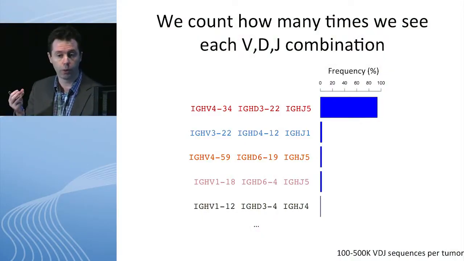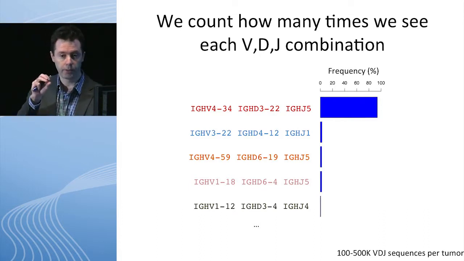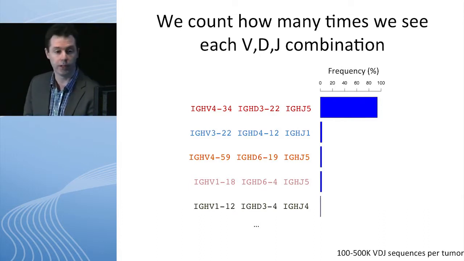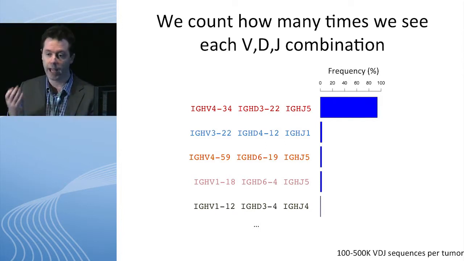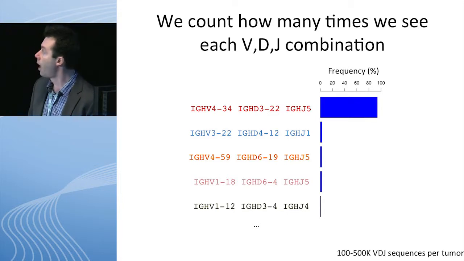So when we sequence VDJ junctions from a given biopsy, from a given tumor, this is what we see. This is the type of pattern that we see. What we do is very simple. We just count how many times we see each combination of V, D, and J, right? And what we see in a given tumor is always like this.